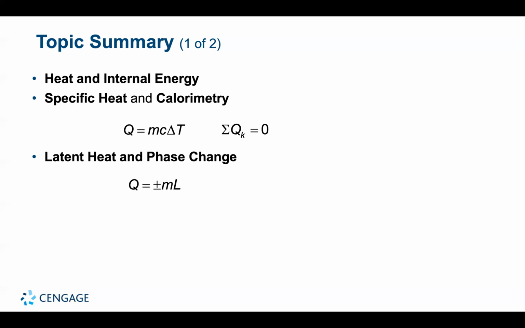For latent heat and phase change, the energy required to change the phase of a pure substance of mass M is shown here, where L is the latent heat of the substance. The latent heat of fusion, L sub F, describes an energy transfer during a change from a solid phase to a liquid phase or vice versa, while the latent heat of vaporization, L sub V, describes the energy transfer during a change from liquid phase to a gaseous phase or vice versa. Calorimetry problems involving phase changes are handled with a sum of Q with latent heat terms added to the specific heat terms.